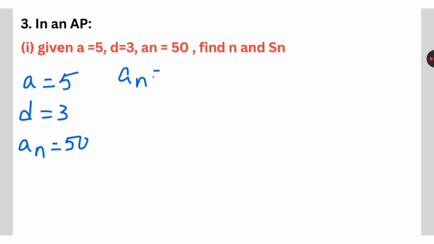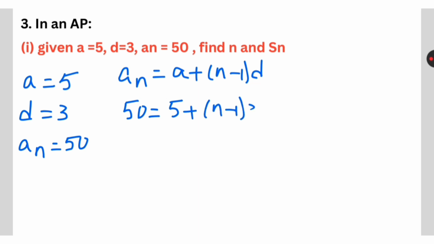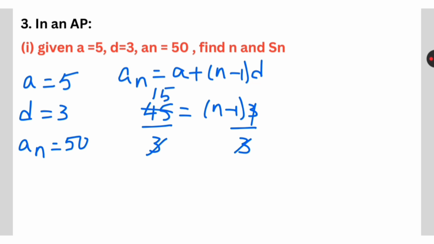So an equal to a plus n minus 1 into d. What is an? 50. And a is 5 plus n minus 1 into 3. So this 5 sent to left hand side, it become minus 5. 50 minus 5, which gives 45. Now both sides divided by 3. Here 3 gets cancelled, and 3 15s are 45. So 15, that is equal to n minus 1.